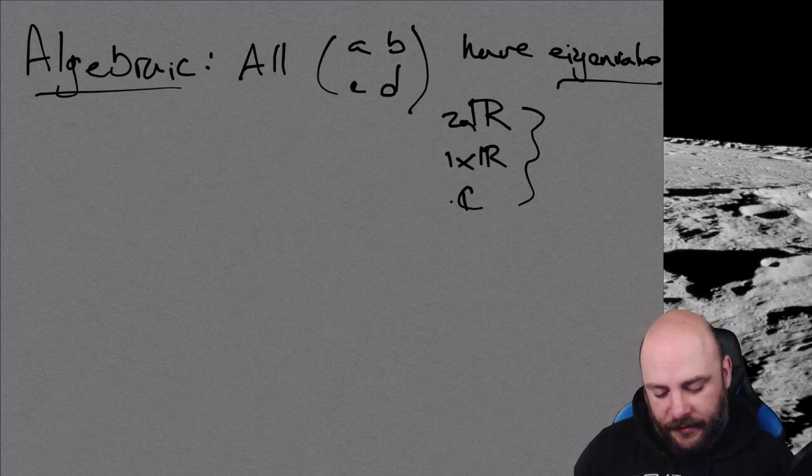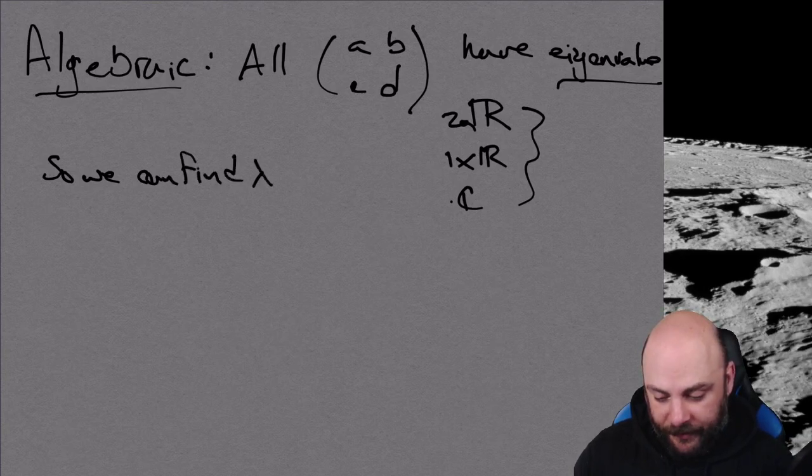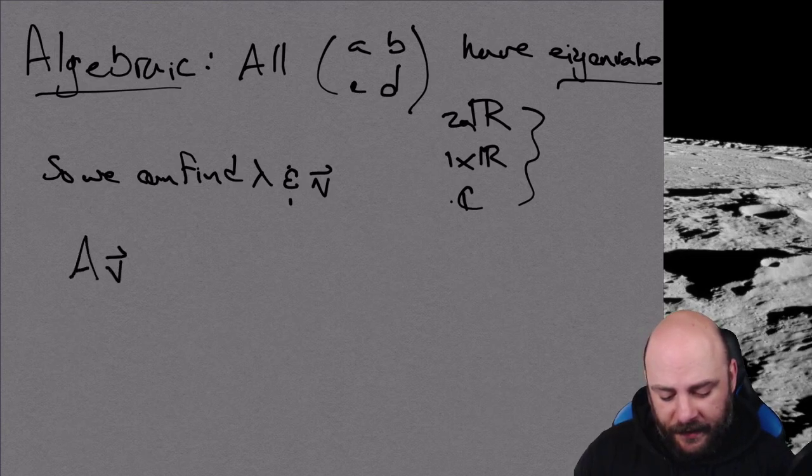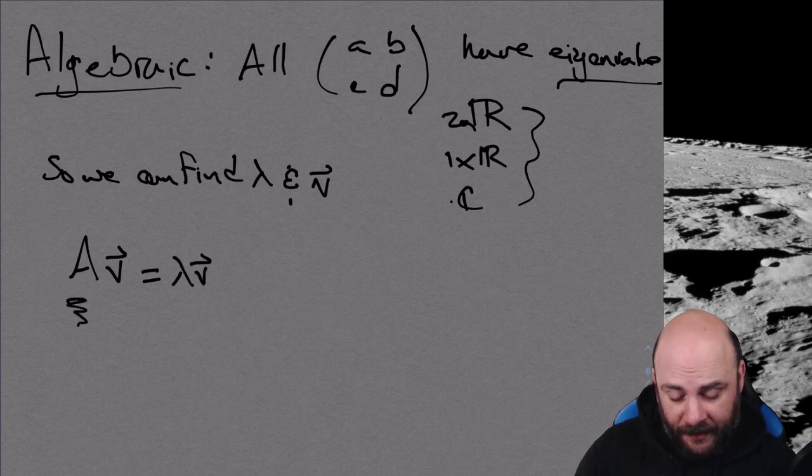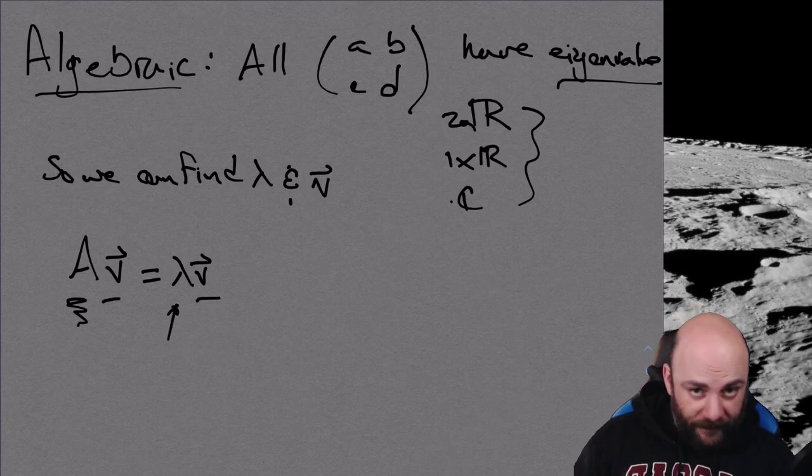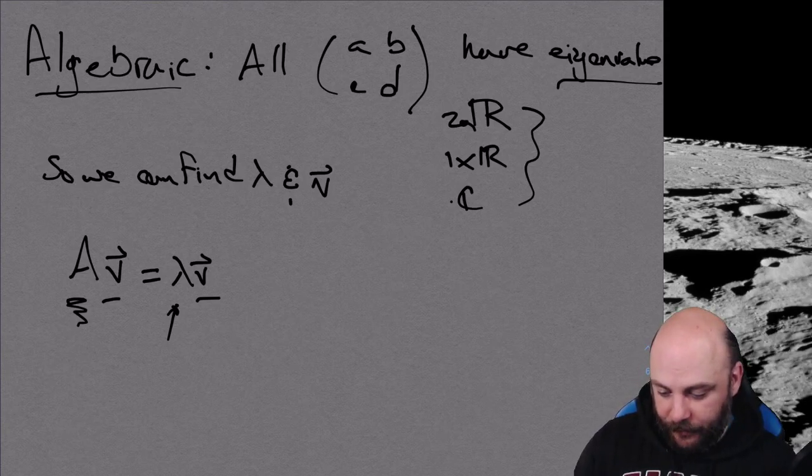Okay, and so we can find a number lambda and a vector or direction v such that when I take A and apply it to v, it is the exact same as taking that number and applying it to v. And so this transformation A in this direction v behaves exactly like scaling. I know we've kind of talked about this, but you know.